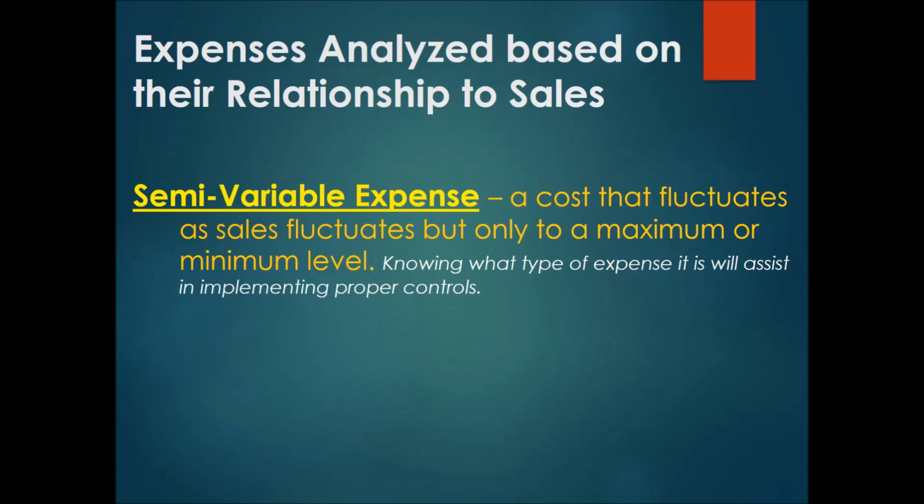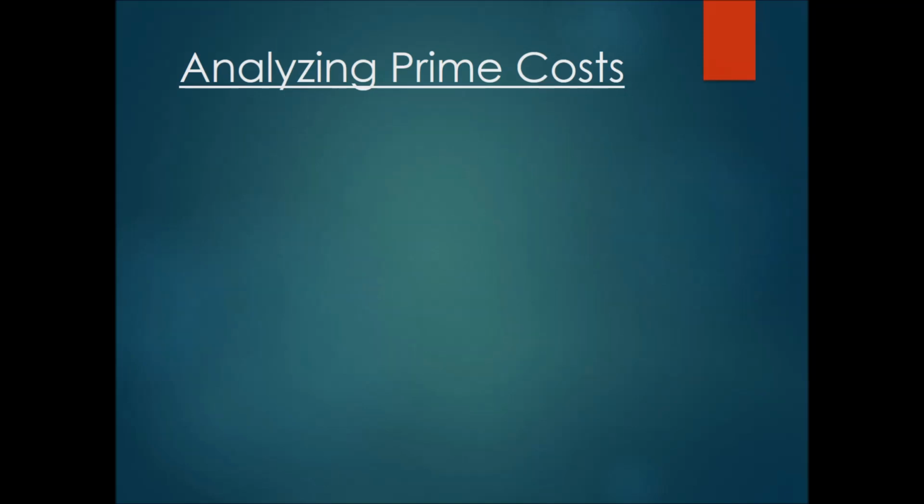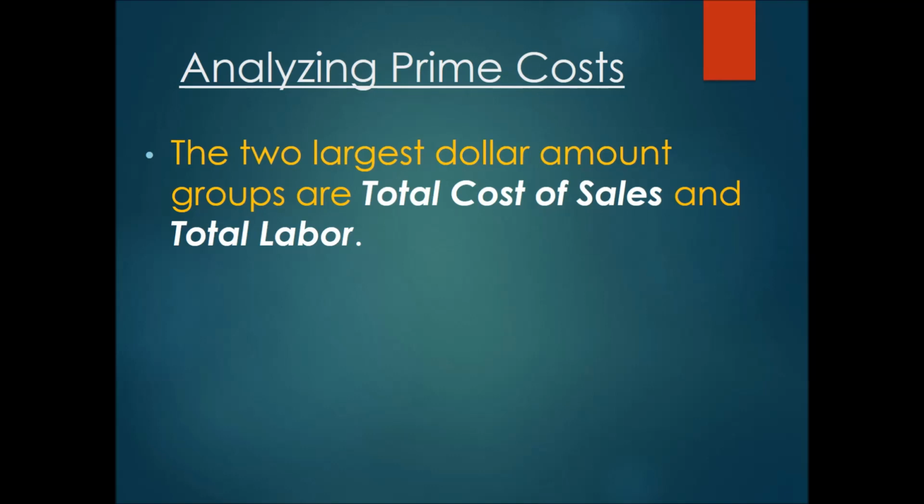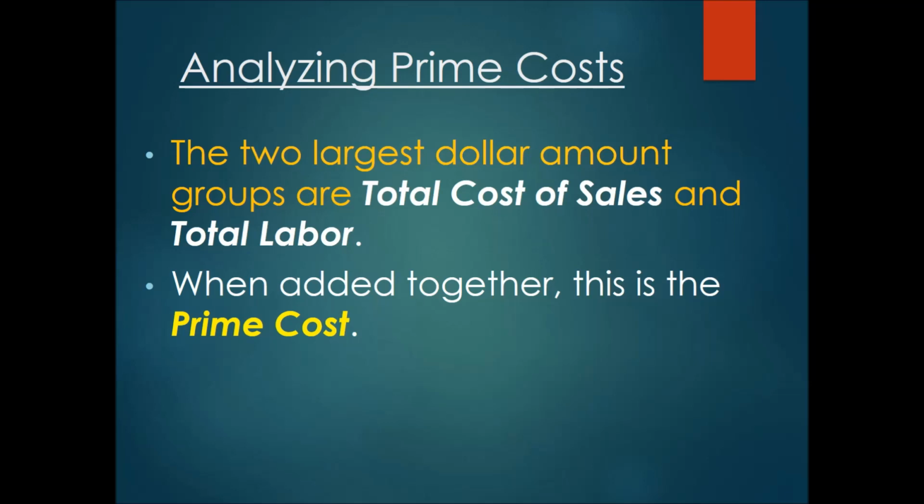It's semi-variable. Now, prime costs. As you can now see, food and beverage costs coupled with labor costs consume the most of our total sales, as we saw, typically 55 to 75%. The combined total of these two cost categories is referred to as a restaurant's prime costs. So total cost of sales and total labor is our prime costs. It's where the battle of the restaurant's profitability is waged, because these are the two big ones that eat up everything. So that's what we really want to watch.